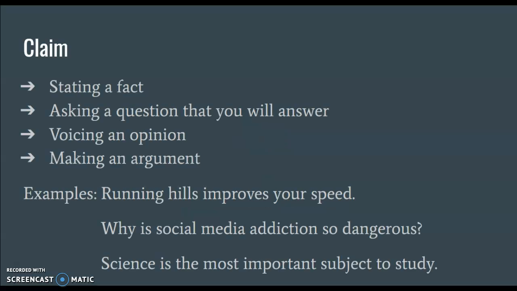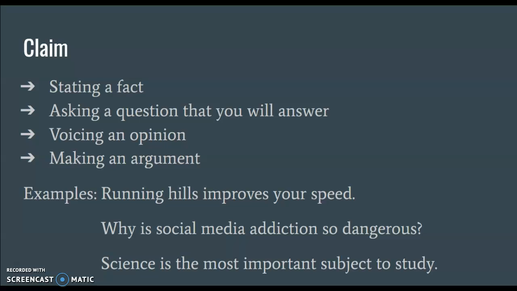So CER, remember, is claim, evidence, reasoning. When you are making a claim, what we're doing is we are stating a fact, asking a question that you will later answer. It could be voicing an opinion. It could be kind of making an argument, starting an argument in that form. So your claim, there's not just one right way to do it, but essentially you are showing what information you want to get across and why you are saying something that is worth talking about.